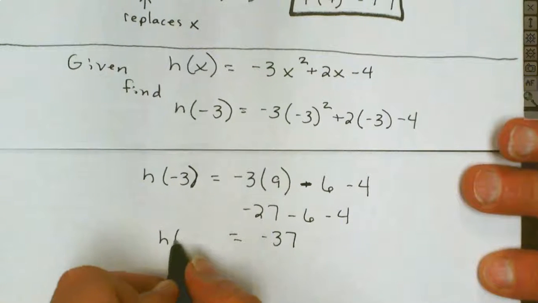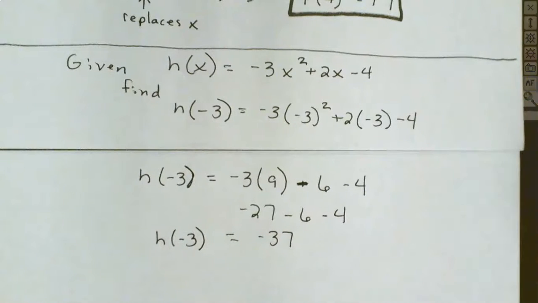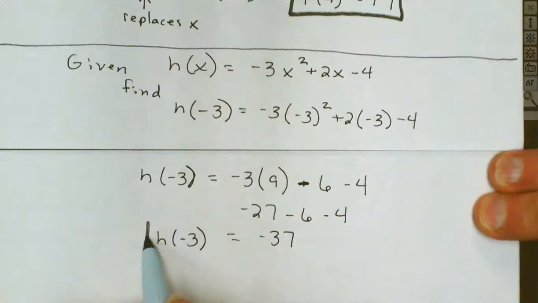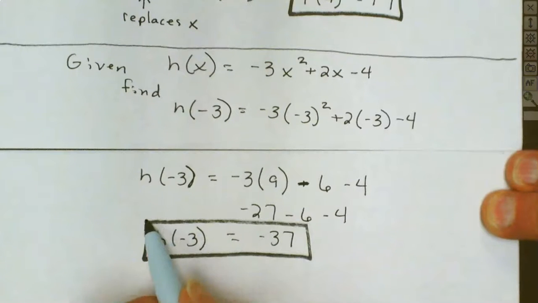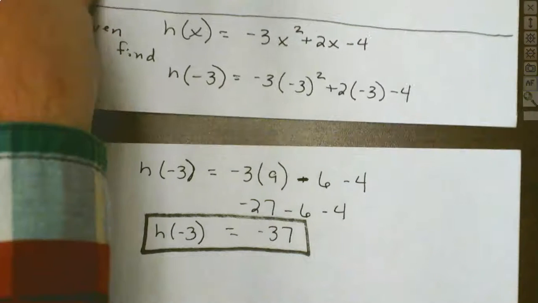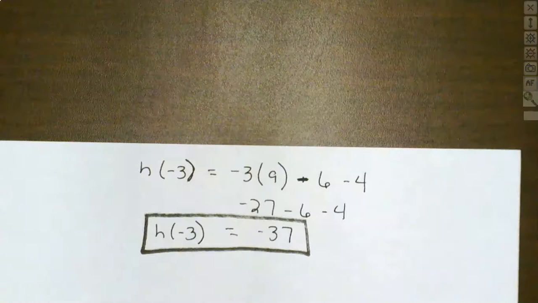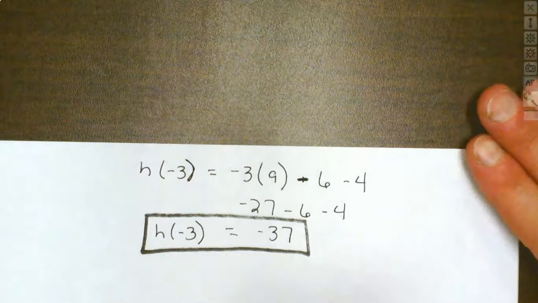So h of negative 3 would be what? Negative 37. All I did was replace that x value with, in this case, that negative 3. It can also be done with fractions. So let's do one of these with fractions, and then we'll look at how to use variables.